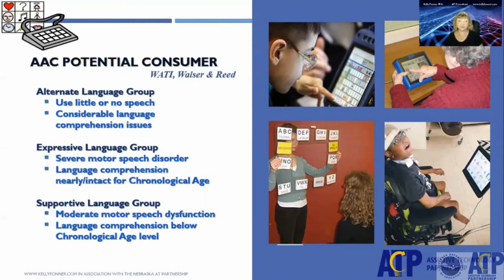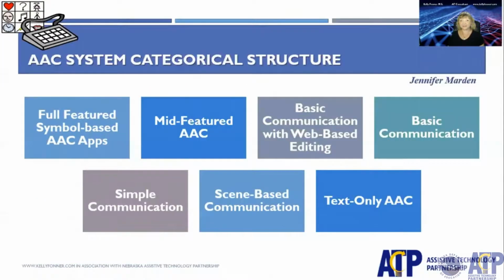And then we have a large group of individuals who use AAC as a support, that they might have a mild to moderate speech struggle, that people do not understand what it is that they say. Their language level may or may not be at their chronological age. With all three of these groups that Penny Reed and Paula Walser define, we look at the use of assistive technology, specifically augmentative and alternative communication tools, in different ways and for different purposes.